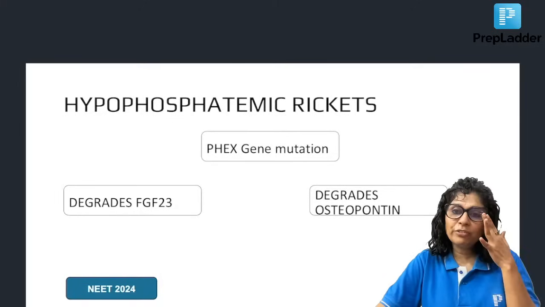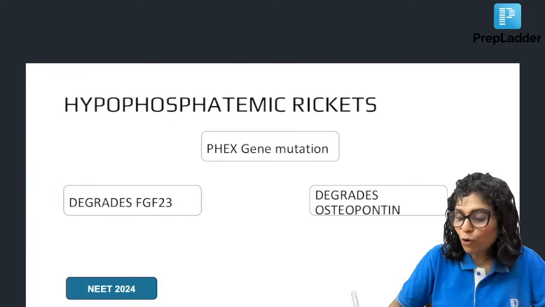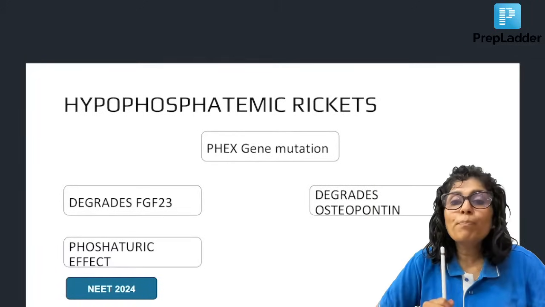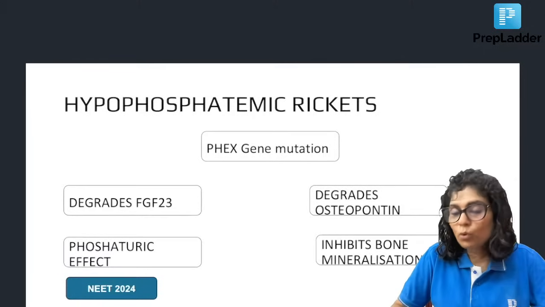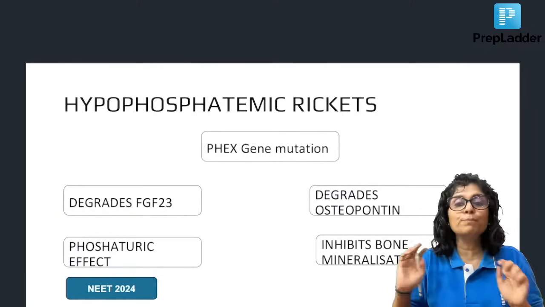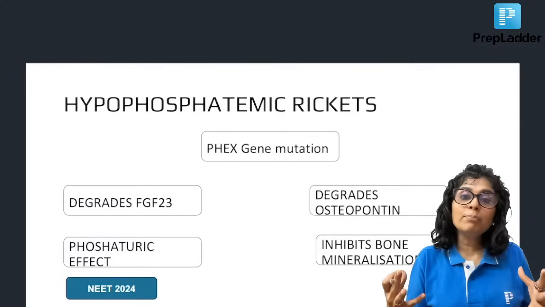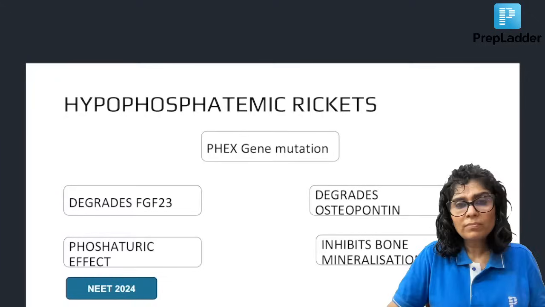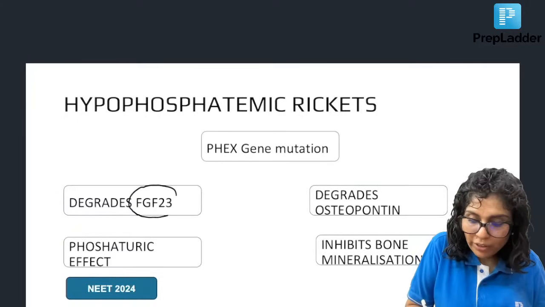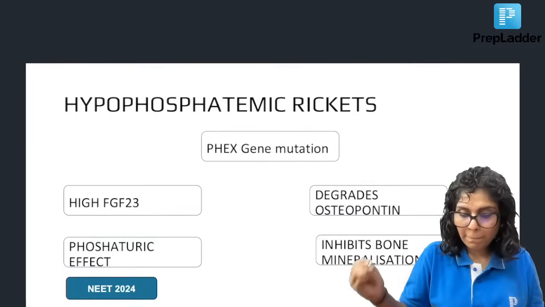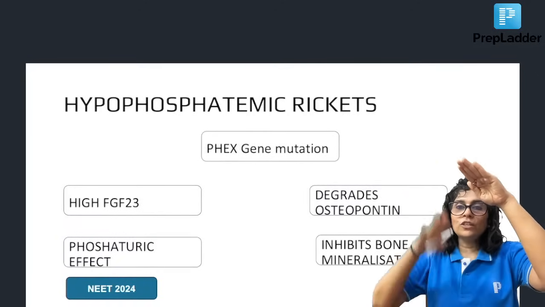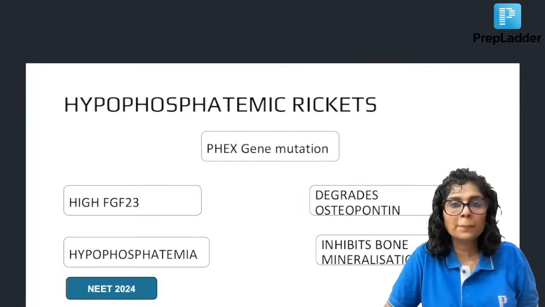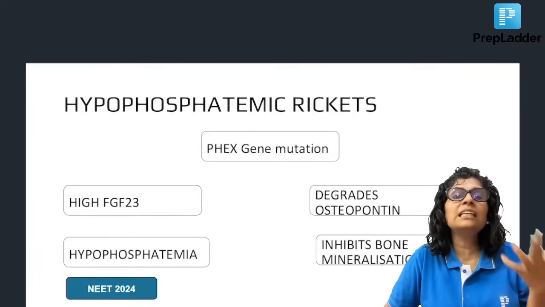What is the function of FGF23? FGF23 has a phosphaturic effect. It causes phosphate to be excreted. What is the function of osteopontin? Osteopontin inhibits bone mineralization. So what does the PHEX gene help with? The PHEX gene avoids the phosphaturic effect. It supports bone mineralization. When there is a mutation, what will happen to FGF23 values? Increases. There is high FGF23, so the phosphaturic effect happens. When there is a phosphaturic effect, that causes hypophosphatemia. That is why it is named hypophosphatemic rickets.